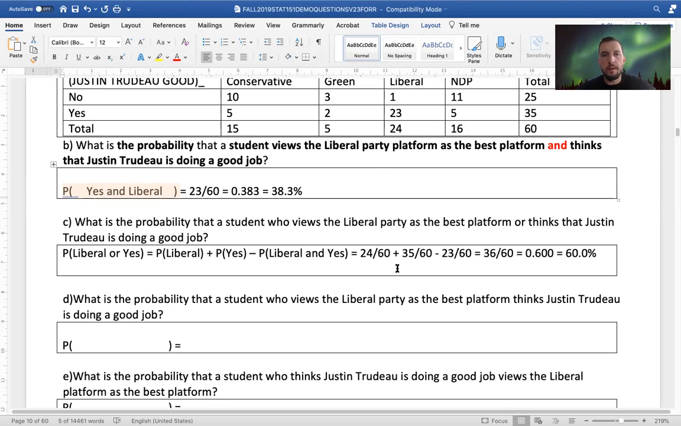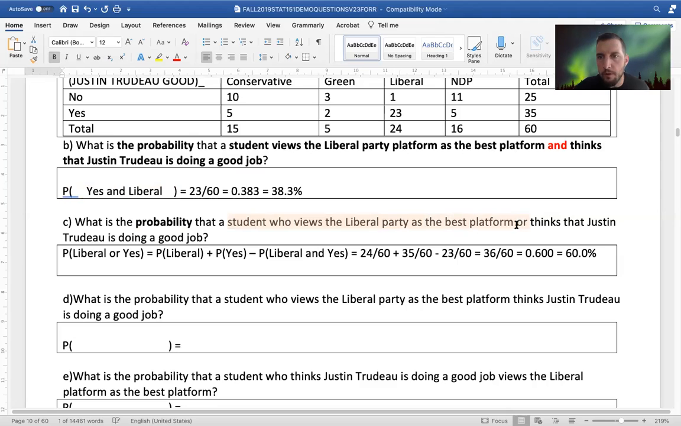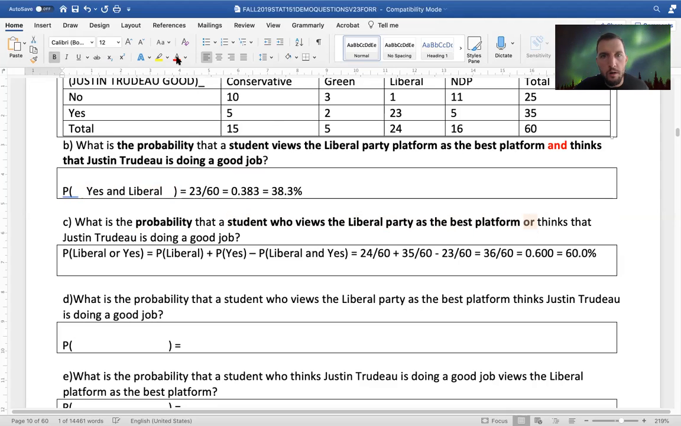What is the probability that a student who views the Liberal Party as the best platform or thinks Justin Trudeau is doing a good job? Okay, so here we have probability, student views Liberal as best, or thinks that Trudeau is doing a good job, right? So noticeably, between B and C, the only difference is that in B we have and, in C we have or. Or means union. So we're gonna have the marginal plus the marginal minus the intersection.